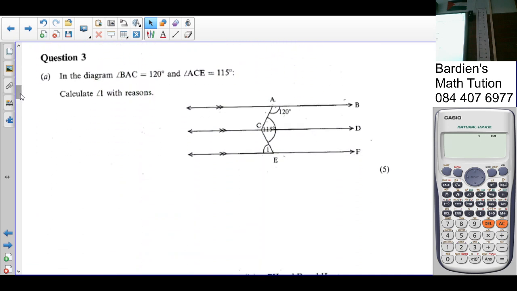Let's look at the third one. Question 3. We are told that in the diagram, you must be able to read this and know exactly which angle they refer to. And you also need to know how to name an angle properly. So BAC, you see this angle here? It's 120 degrees. ACE is 115 degrees. Calculate angle 1 with reason.